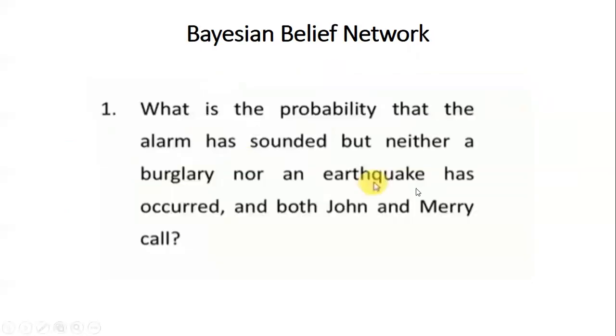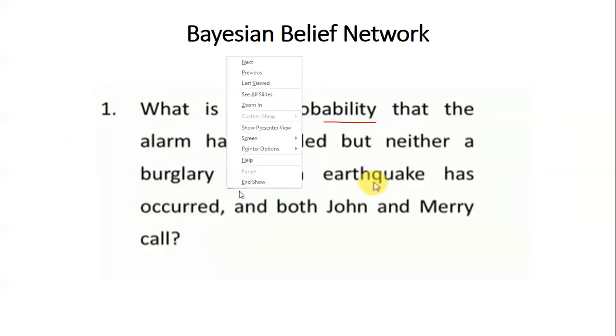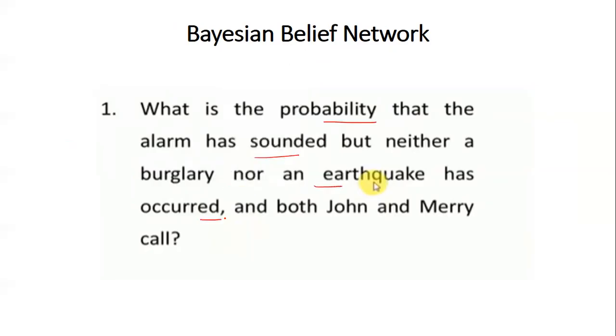Okay, fine. Now let us try to answer a question using the Bayesian network. What is the probability that the alarm has sounded, but neither a burglary nor an earthquake has occurred, and both John and Mary called? So how would we answer this question? Here the question is, what is the probability that alarm has made a noise, but neither burglary nor an earthquake has occurred, and both John and Mary have called.